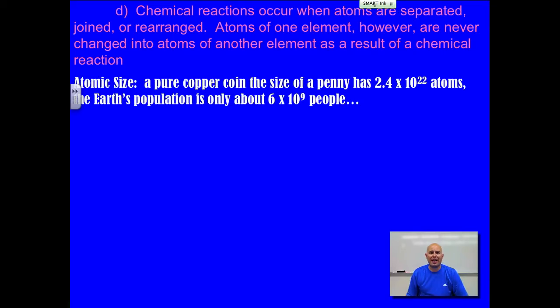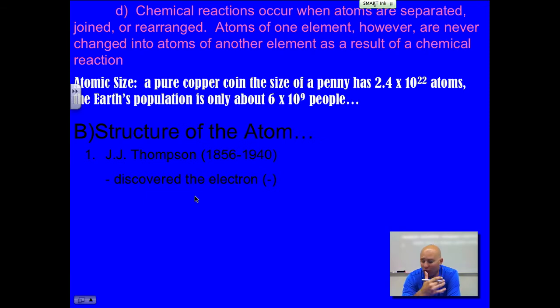Okay, so we now really need to get into some more of the structure of the atom. If we look at the structure of the atom and some of the forerunners, we're looking at some of the scientists involved in its development. First, J.J. Thomson, in the late 1800s and early 1900s, discovered the electron. And he noticed that an electron has a negative charge.